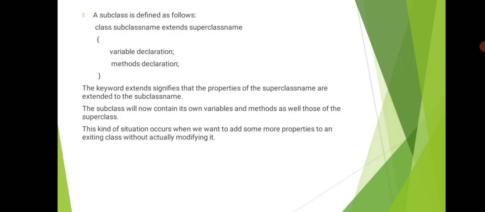Next, how to declare a derived class, that is, how to write a child class or a subclass. So what is the syntax? Now we study the definition of the subclass. The syntax here is: class, subclass name, extends, superclass name. Inside that it has its own variable declarations and method declarations. The keyword extends signifies that the properties of the superclass are extended to the subclass.